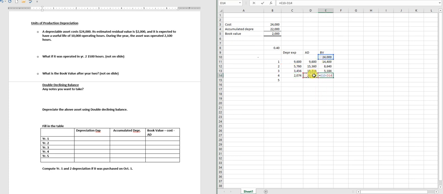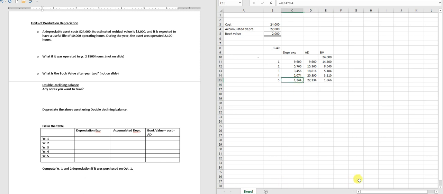again keeps going down. Now year 5 is kind of the unique year because I would take this times 0.40, but notice that my accumulated depreciation is 22 and my book value is 1,186, and I know that my book value at the end has to be 2,000. So in the last year, the depreciation expense is actually a plug figure.